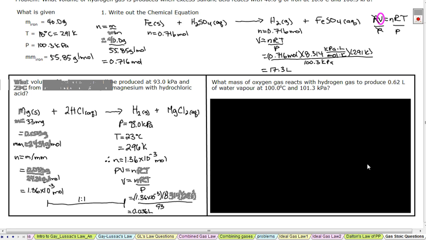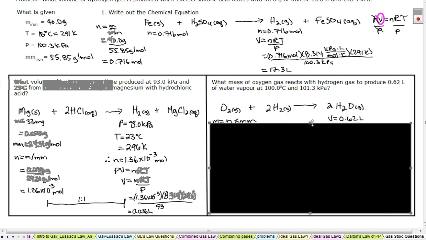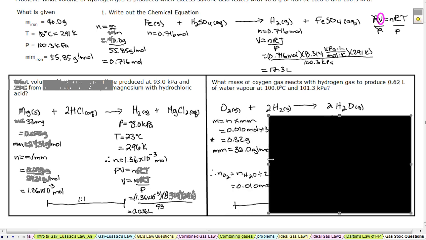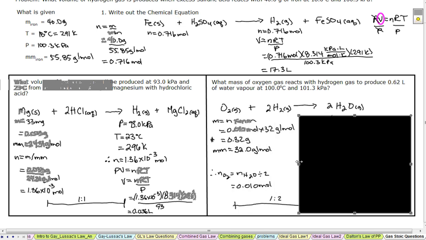Now for the next question, we're asked what mass of oxygen gas reacts with hydrogen gas to produce 0.62 liters of water vapor at 100 degrees Celsius and 101.3 kPa. So we write out the chemical equation. We determine what's been given to us.